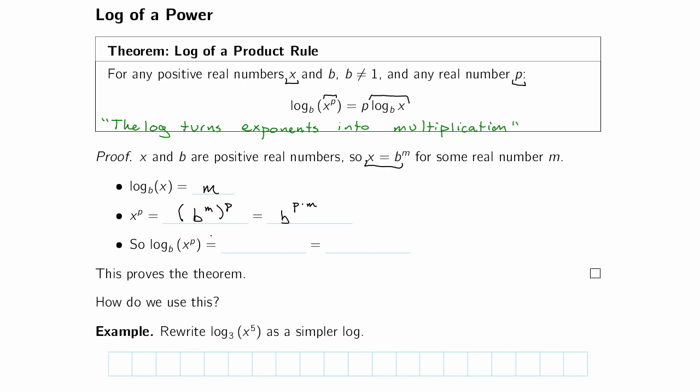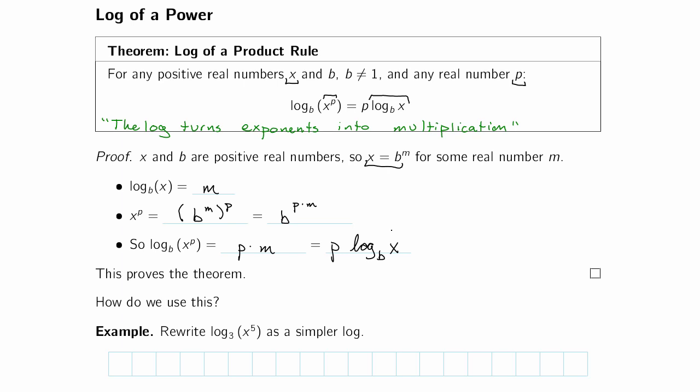So the log of x to the p, then, well, x to the p is the base to the p times m. So the log of x to the p is just p times m. It's just p times the log of x, just the way we wanted it to be.